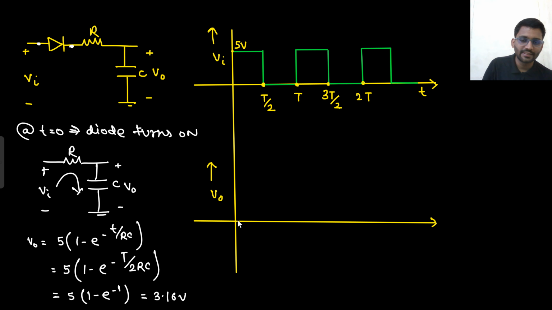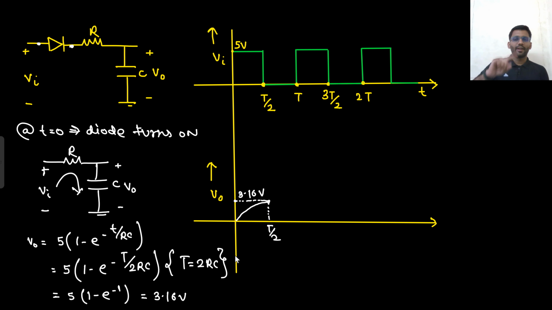So what is happening? Simply your output voltage is charging from 0, and it is charged till 3.16 volt because T is given as 2 RC. And we had the window of T by 2, so at time T I took 2 RC, right? So till this time it is charged, this is T by 2, and it is charged till 3.16 volt.